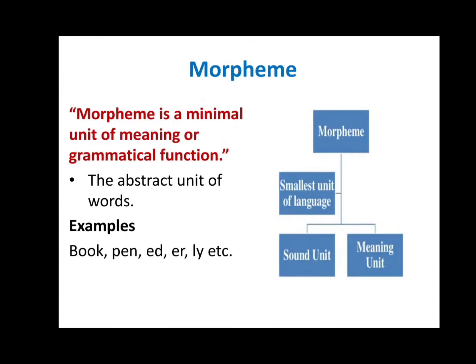The abstract unit of a word is called morpheme. For example, pen, book, ed like decided, happier, happily, etc.